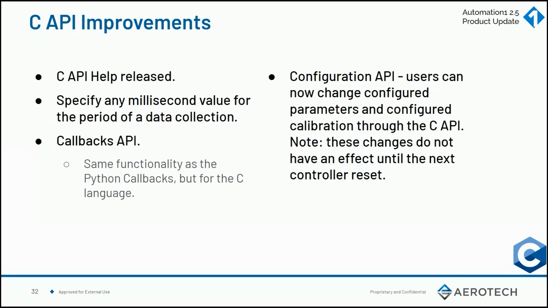We added the Callbacks API, which is the same as what we described for Python, but for the C language. And we also have a configuration API in C where users can now change configured parameters and configure calibration through the C API. And please note that those changes will not have an effect until you actually reset your controller. Okay, but it's all accessible from the C API now.